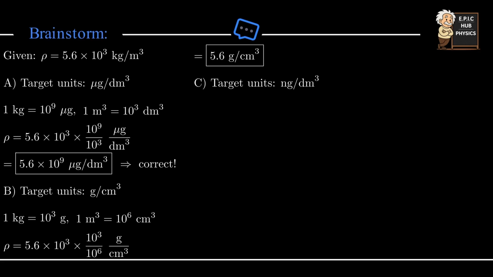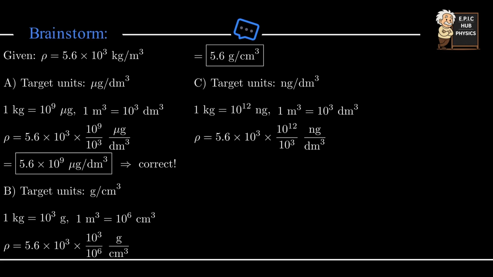Now, for option C, we convert the density into nanograms per cubic decimeter. 1 kilogram equals 10 to the power 12 nanograms. Again, 1 cubic meter equals 10 to the power 3 cubic decimeters. Substituting these conversions gives 5.6 multiplied by 10 to the power 3 multiplied by 10 to the power 12 divided by 10 to the power 3. This simplifies to 5.6 multiplied by 10 to the power 12 nanograms per cubic decimeter. Again, this does not match the required value, so the option is incorrect.